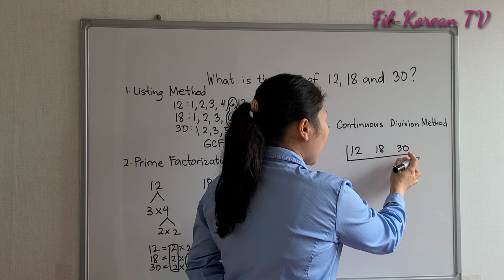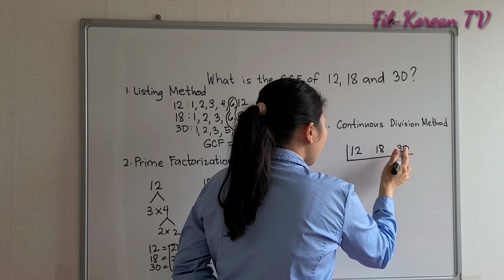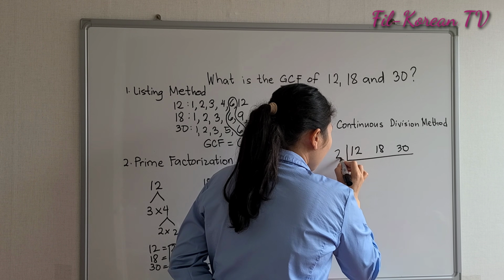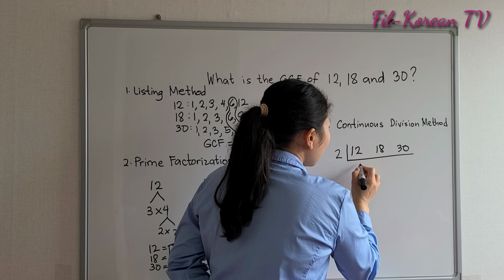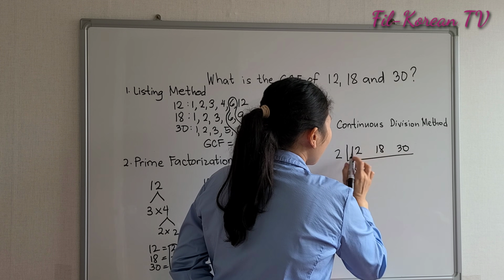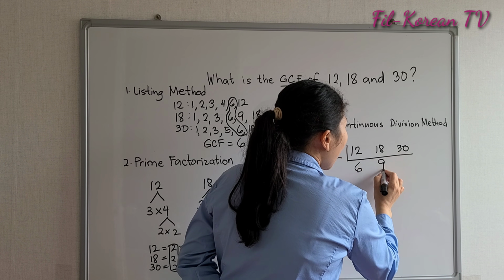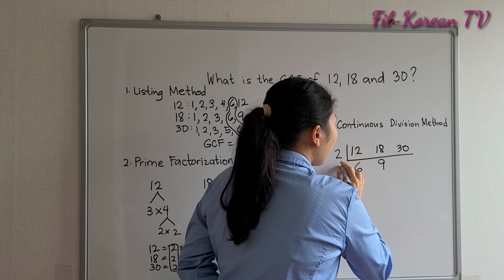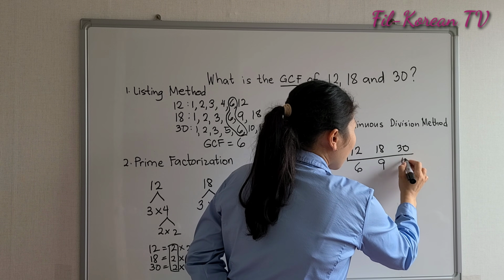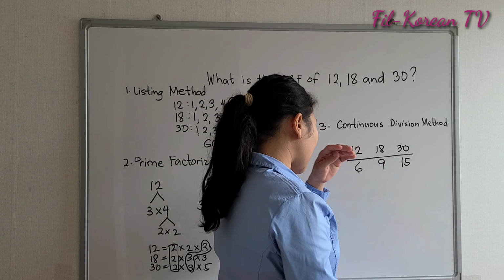All three are even. We can divide them by 2. 12 divided by 2, 6. 18 divided by 2, 9. 30 divided by 2, 15. Okay, next.